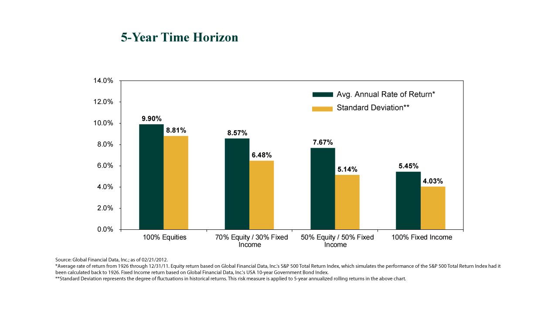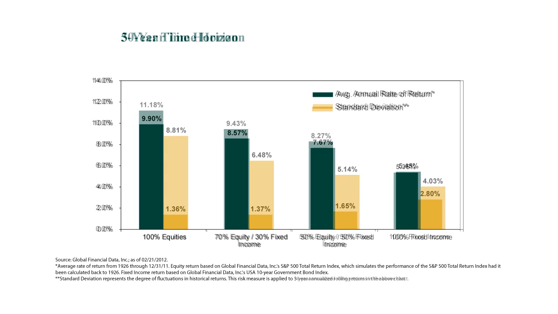This chart illustrates this effect in hypothetical portfolios with different allocations to stocks and bonds measured over a 5-year rolling period. Historically, over 5-year time horizons, portfolios with heavy stock allocations have higher growth potential, illustrated by the green bars. But they also have higher return variability, or standard deviation, illustrated by the yellow bars.